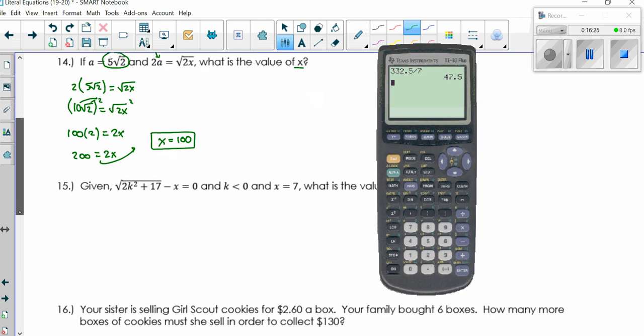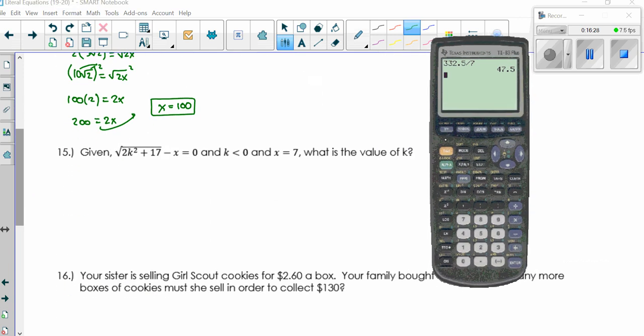Okay, let's try another one. Let's see. Given the square root of this minus x, k is less than 0, and x is 7. What is the value of k? So we're trying to figure out the value of k. This right here is very important. If we're talking about k is less than 0, then that means that k must be negative. We do know that x equals 7, so we can substitute that into our equation. So we have 2k squared plus 17, square root of this minus x, so minus 7, all I'm doing is substituting, equals 0.